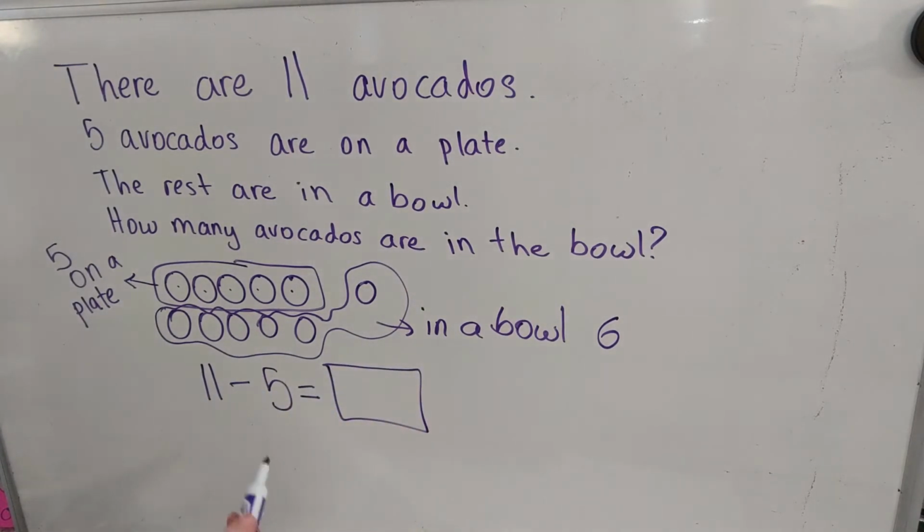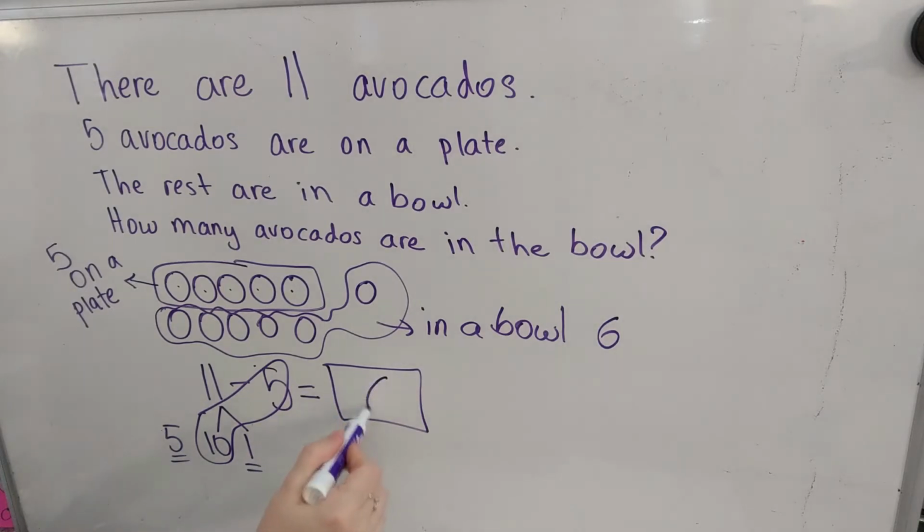I'm going to do this subtraction using the first method by taking apart the 11. The number 11 has a 10 and a 1. 10 minus 5 is 5. And if I add those leftovers, I will get the number 6.